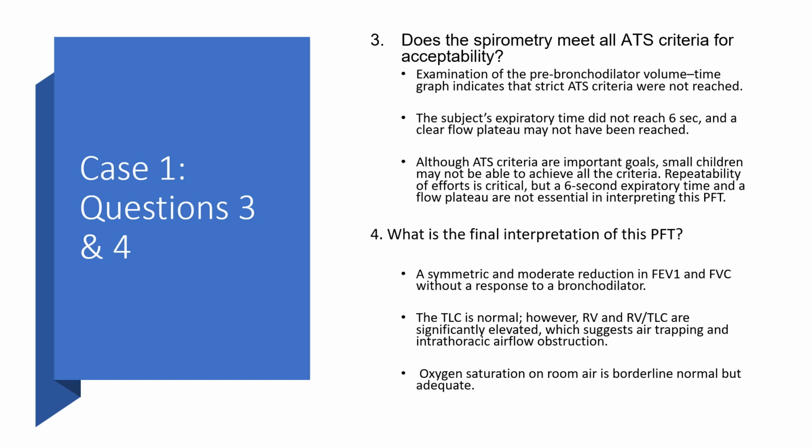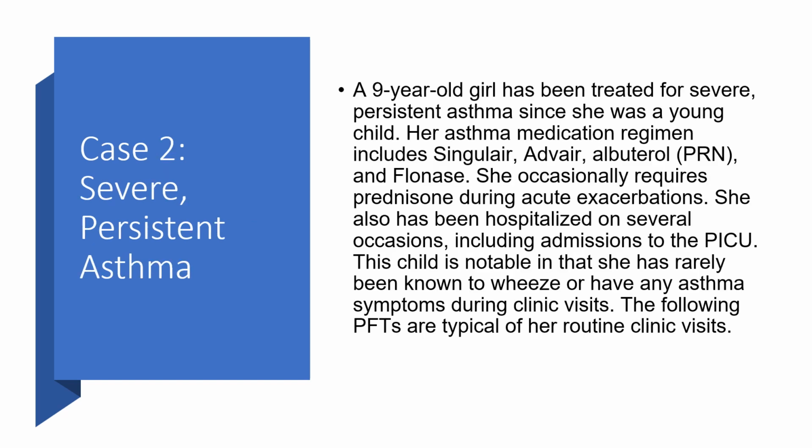Now let's move on to the next case study. This case involves a 9-year-old girl who's been treated for severe, persistent asthma since she was young. You could argue she still is young, but since she was younger. Her asthma medication regimen includes Singulair, a leukotriene inhibitor, Advair, albuterol PRN, and Flonase. She occasionally requires prednisone during acute exacerbations. She's also been hospitalized on several occasions, including admission to the PICU. She's only 9 years old, and she's been hospitalized several times.